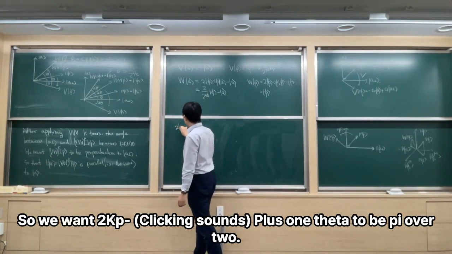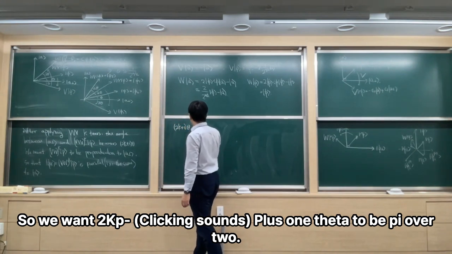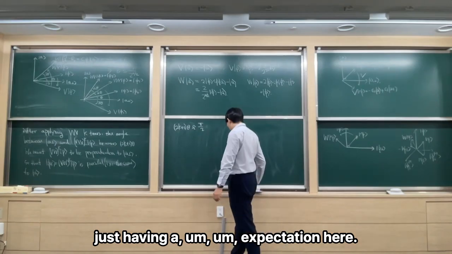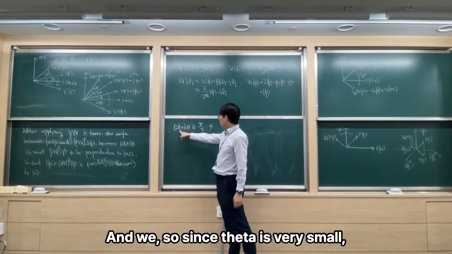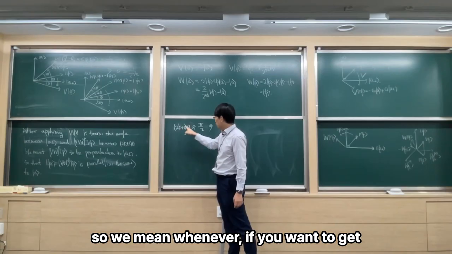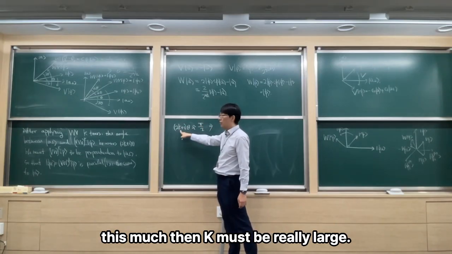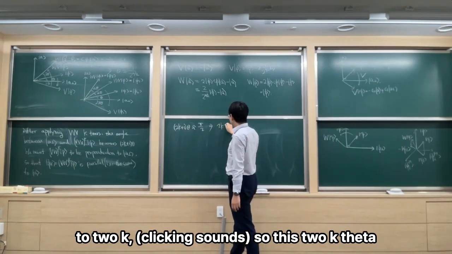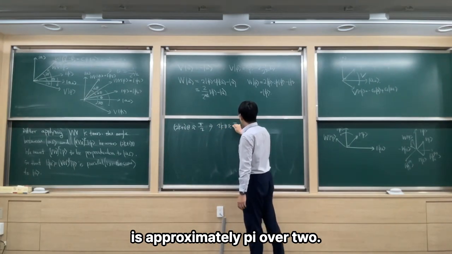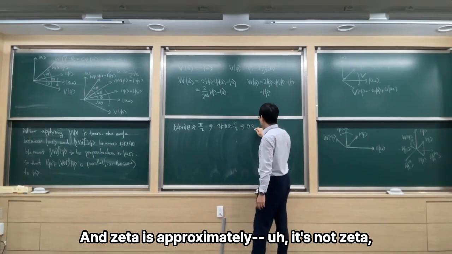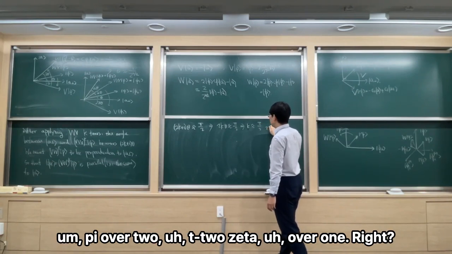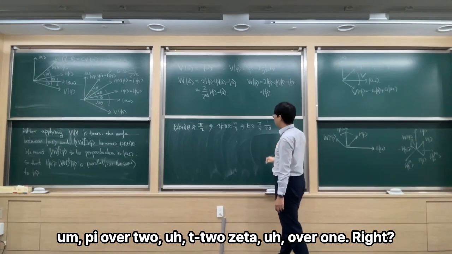So we want (2k+1)ζ to be π/2. We cannot get exactly π/2, just having an expectation here. Since ζ is very small, if you want to get this much, then k must be really large. That means 2k+1 is almost equal to 2k. So 2kθ is approximately π/2. And we want k, so k is approximately π/2 over 2ζ, right?